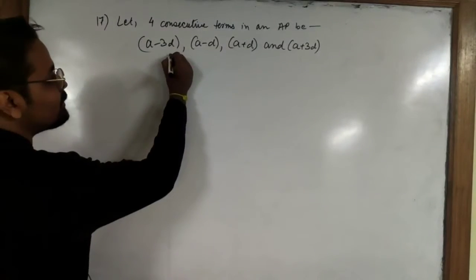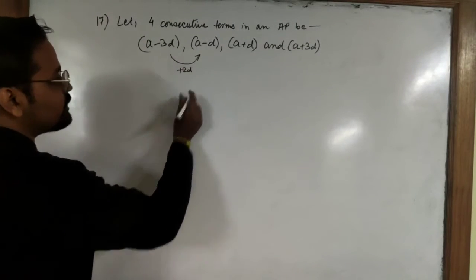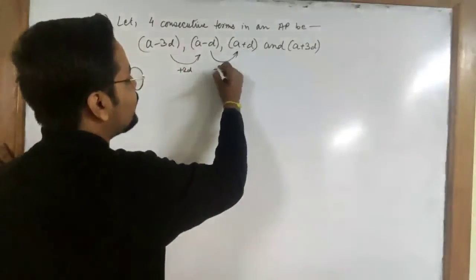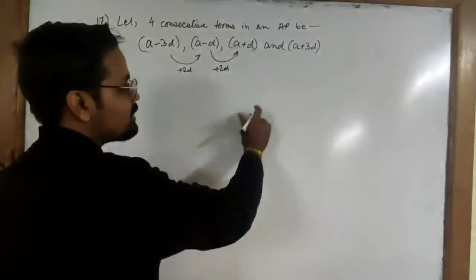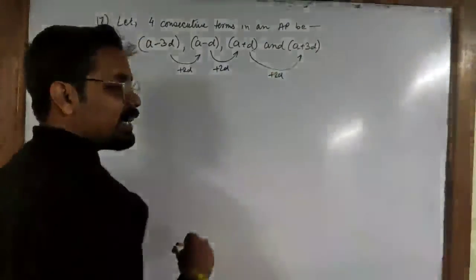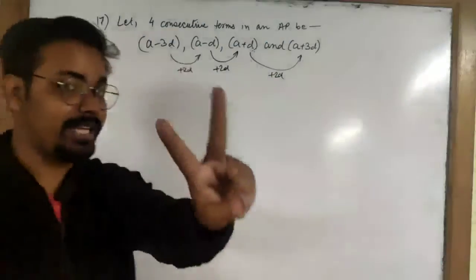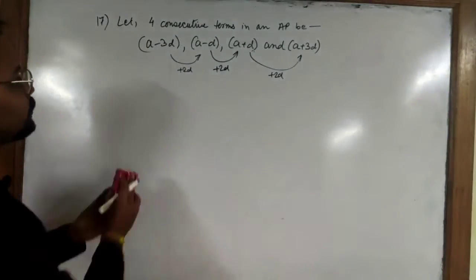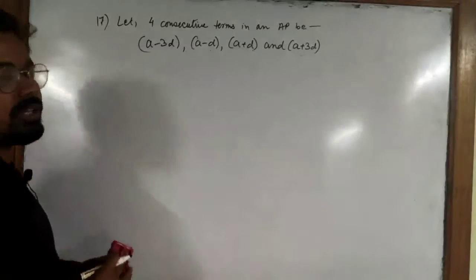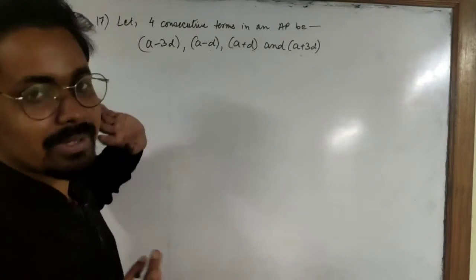So if you add 2d to this, you will get a minus d. If you add 2d to this one, you will get a plus d. If you add 2d to this one, d becomes thrice d. That means we have a common difference of 2d. So these are the 4 consecutive terms that we have taken, but the common difference is 2d. First term is a minus thrice d.